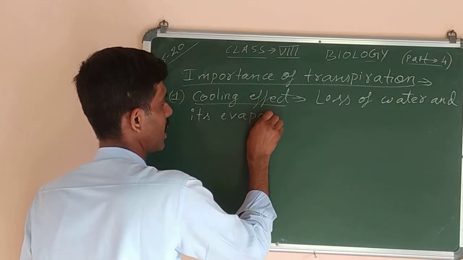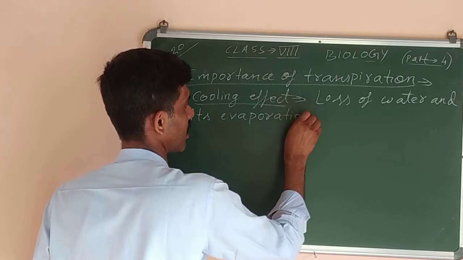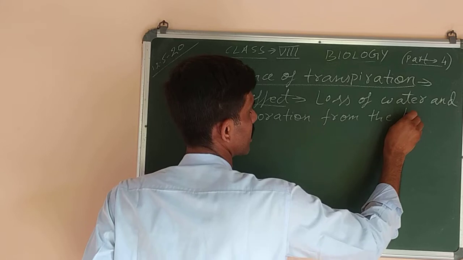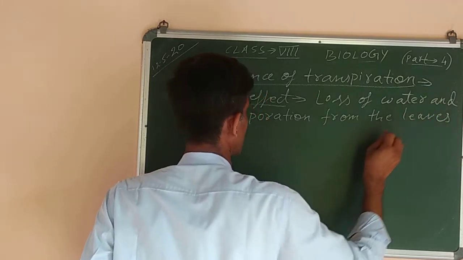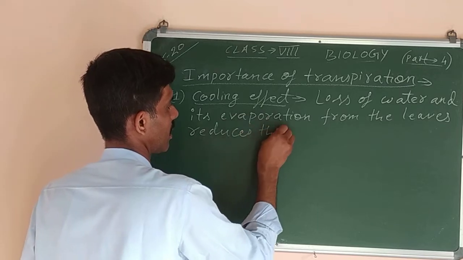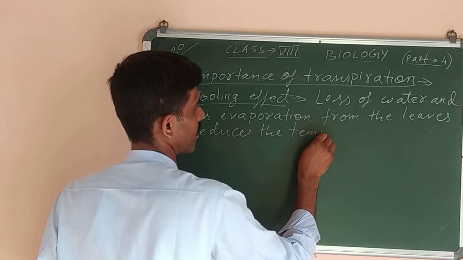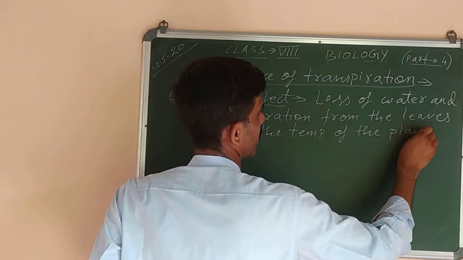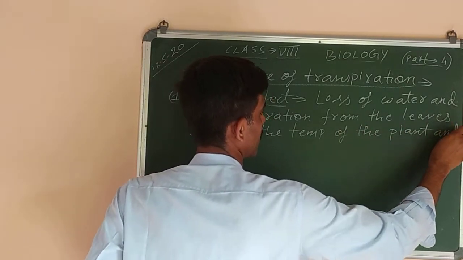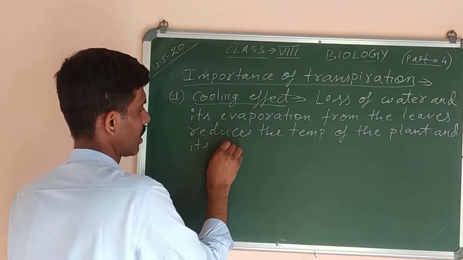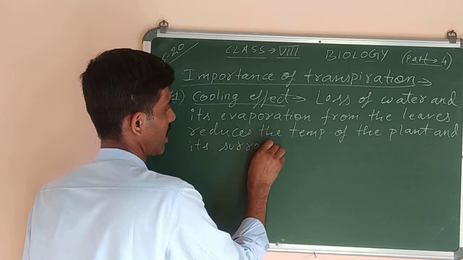Loss of water and its evaporation from the leaves reduces the temperature of the plant and its surroundings.